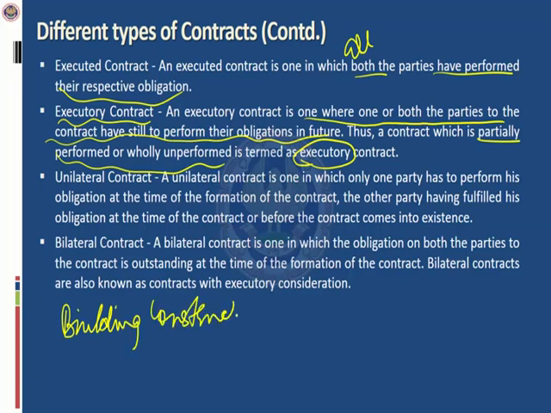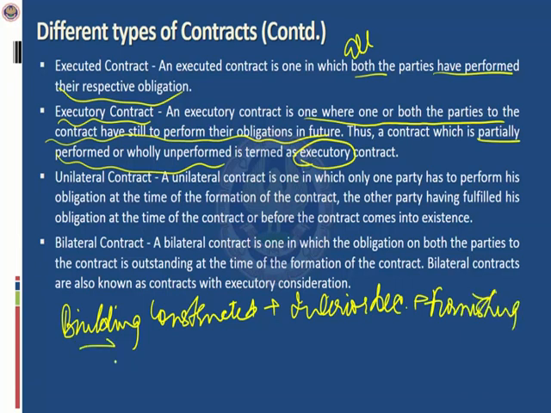Second, after that construction, the interior decoration and furnishing is also in the hands of my builder and I have paid for it. Now, when will this be an executed contract? When the building has been constructed, when the interior decoration has been done, when the furnishing has been done, then it will be an executed contract.